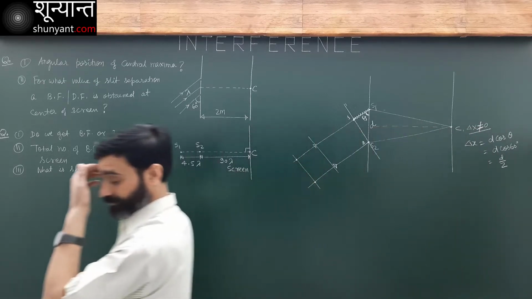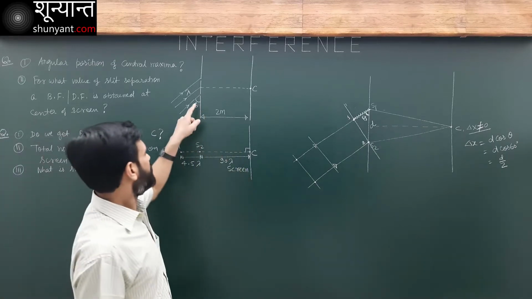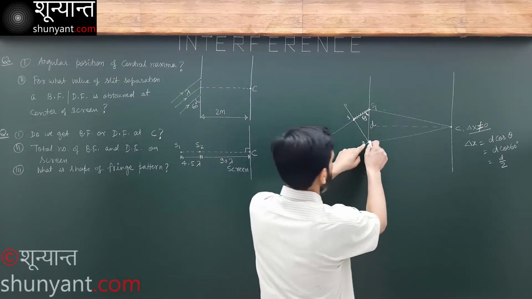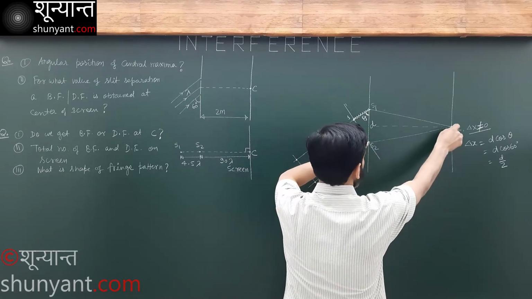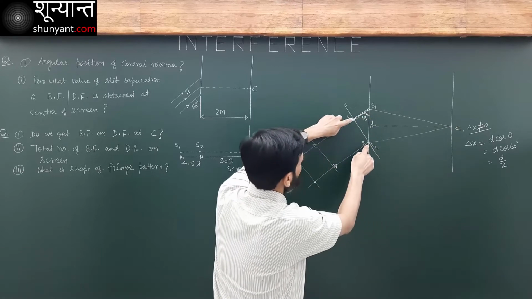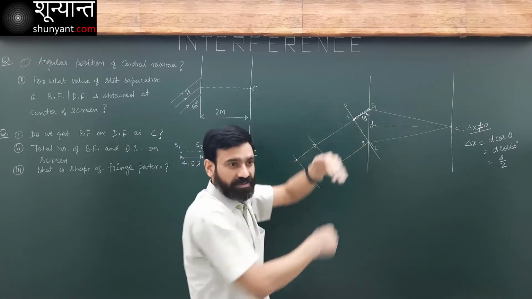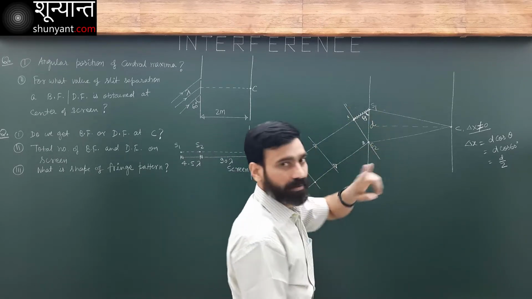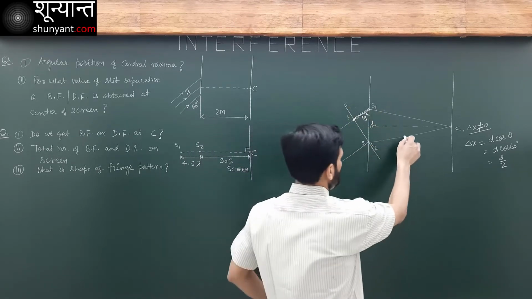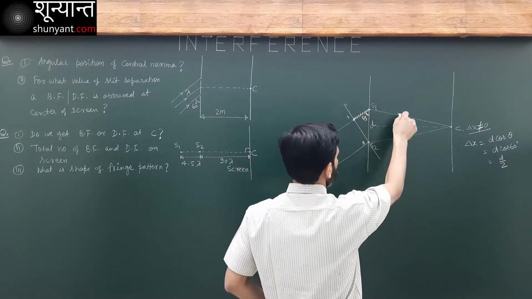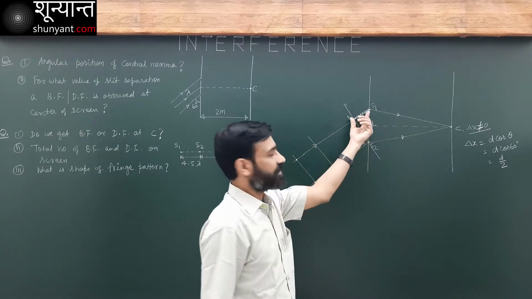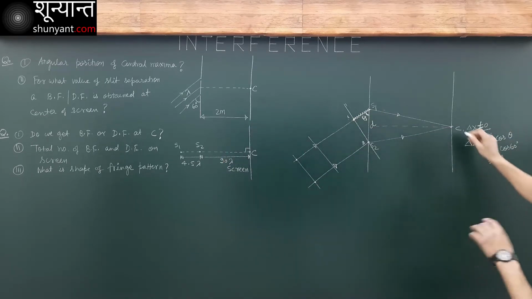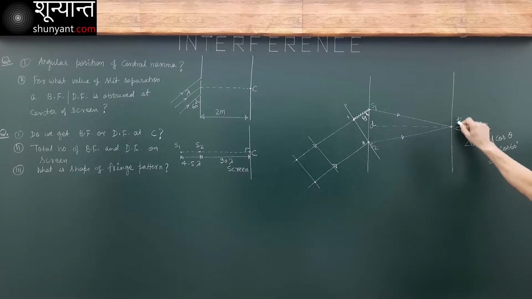Now what do you think? This is theta, and this also is theta. That means the path difference between these two light rays, one from S2 to C and this one from here. These two points are in the same phase. The phase difference starts after this point. As compared to this, the other light is traveling this extra distance, so this will be the path difference. So at point C, this is the path difference. That means I will not get the central bright fringe here.